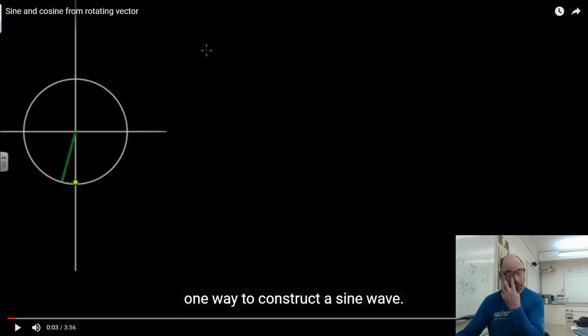Here's a thing off Khan Academy, which is a good math resource. So here's our unit circle. This guy is going to rotate this green vector, the radius of this circle, all the way around. You'll see that this yellow dot will go up and down here. We'll listen to him for a couple of minutes and see what it looks like.